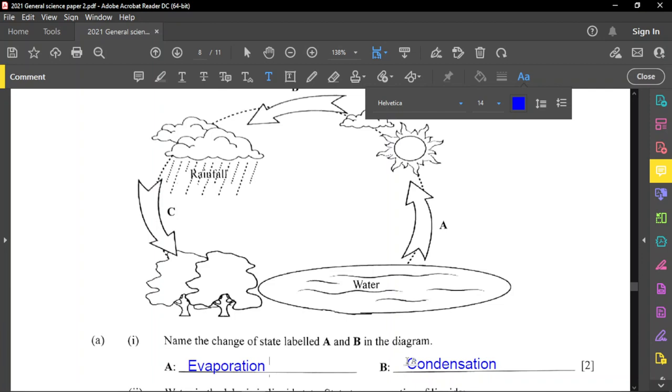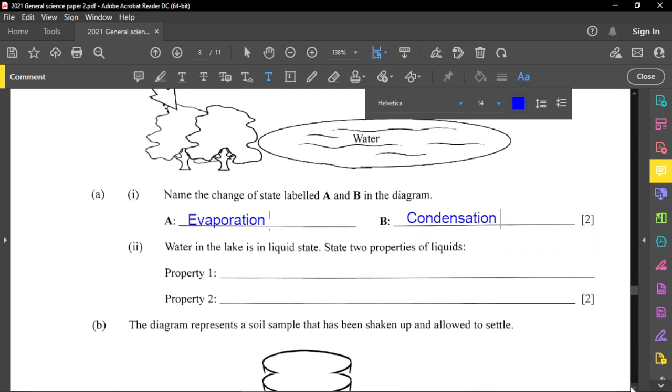All right, so let's see what else they ask us here. So let's go down to the next part of the question here. The water in the lake is in a liquid state. So it's in liquid state. State two properties of liquids. All right, so liquids have many properties. I'm going to try to put all of them on these two lines. Hopefully they could hold here.